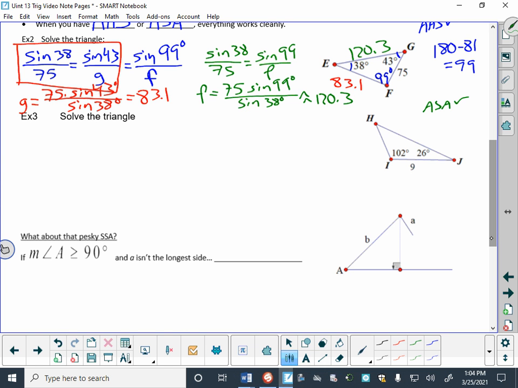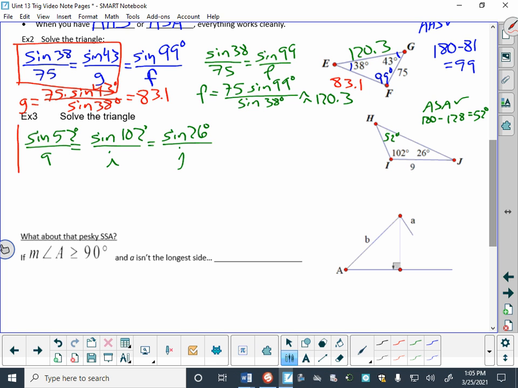Again, these two angles add up to 128 degrees. And so 180 minus 128 is 52 degrees left over for that angle up there. Okay, 78, I believe that. And so my proportions that I can write, I can say that the sine of 52 over 9 is equal to the sine of 102 over side I, which is equal to the sine of 26 degrees over side J.